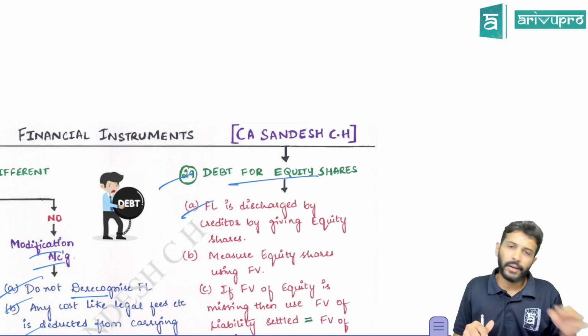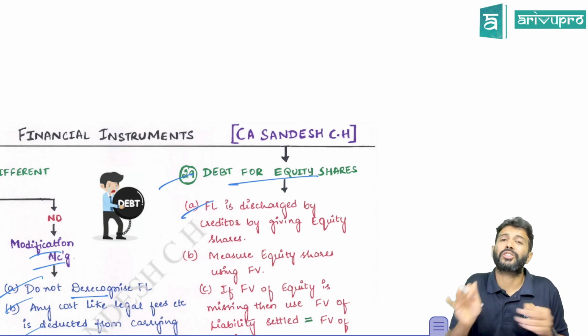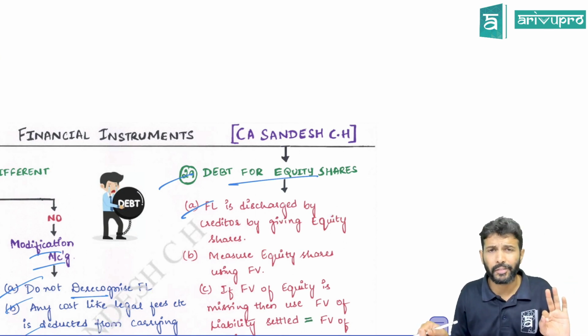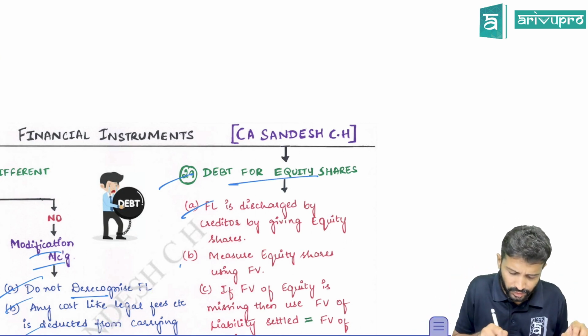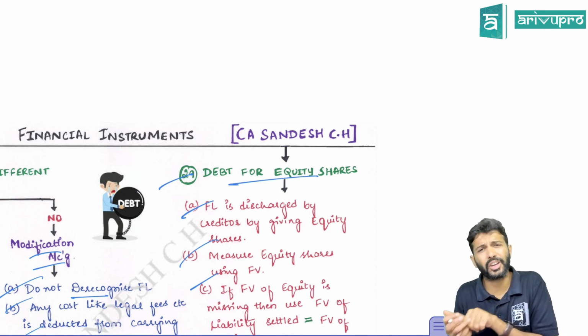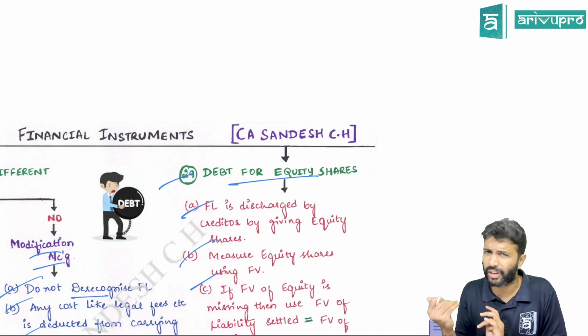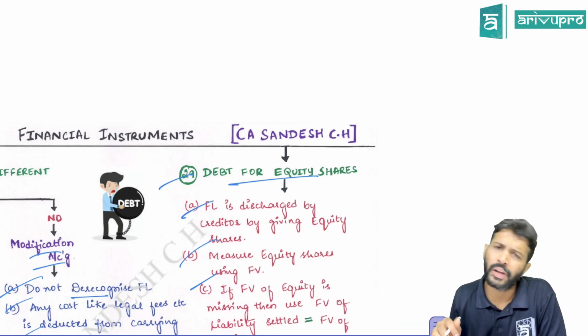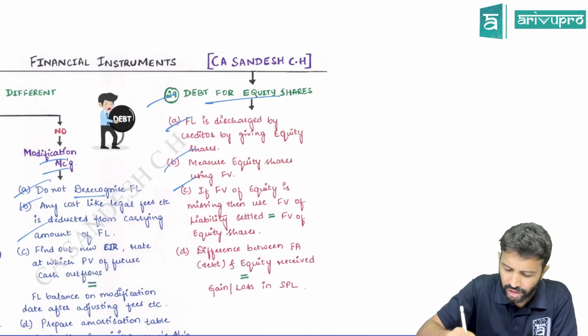Okay, fine. If the market value of equity shares, for some reason, you're not able to find out, then use the financial liability's fair value itself and record it at that value. When you record this entry, if the shares are issued at a premium, record the premium in securities premium. Still, if the journal entry is not matching, the gain or loss will be transferred to the SPL account. That's your debt for equity swap accounting.